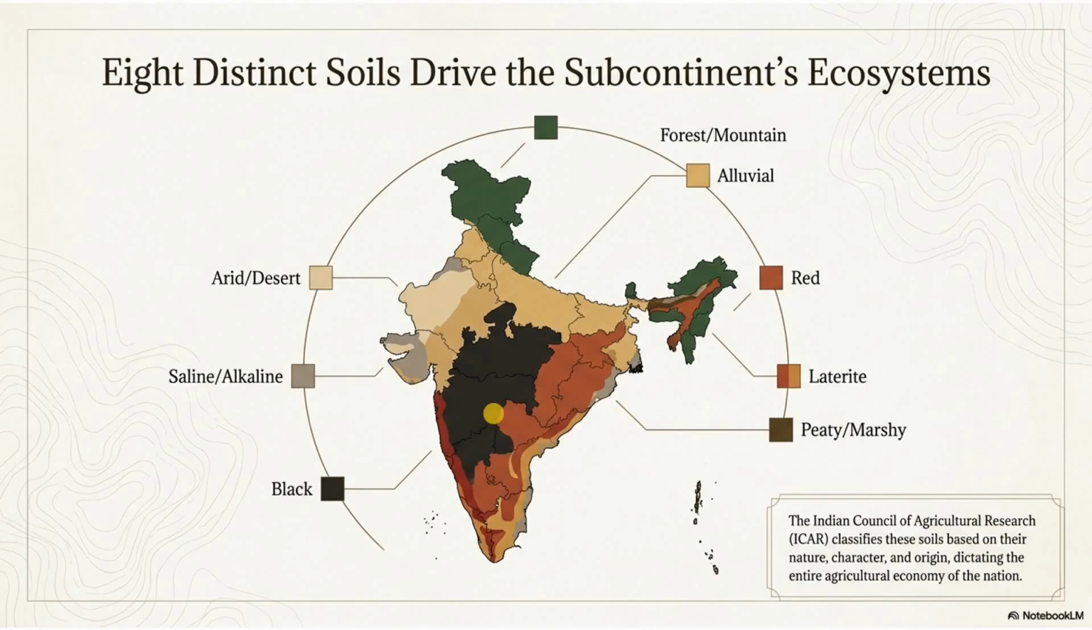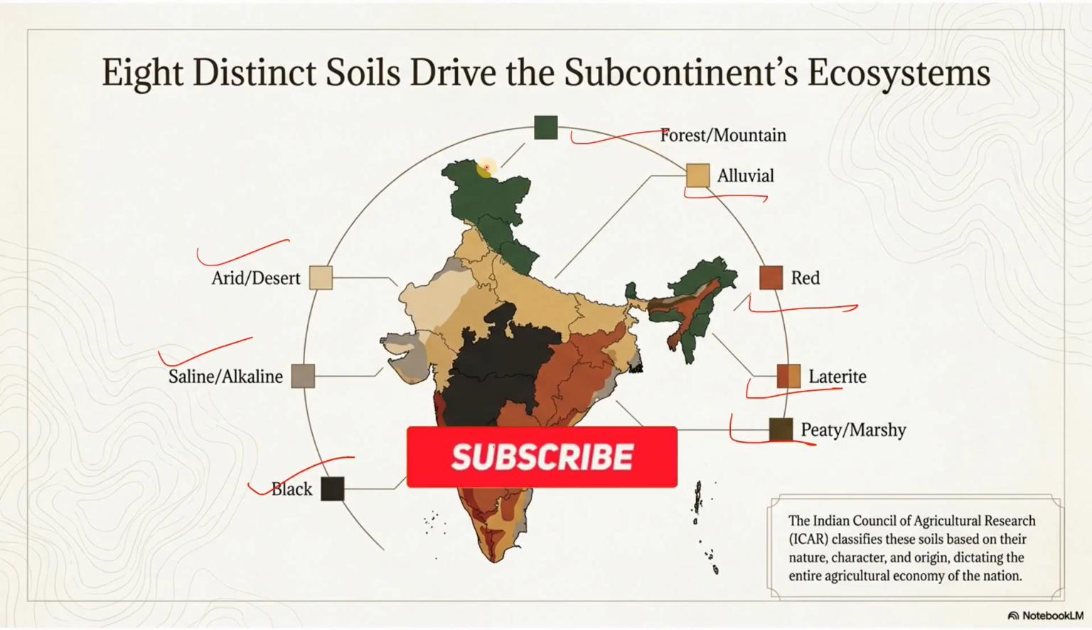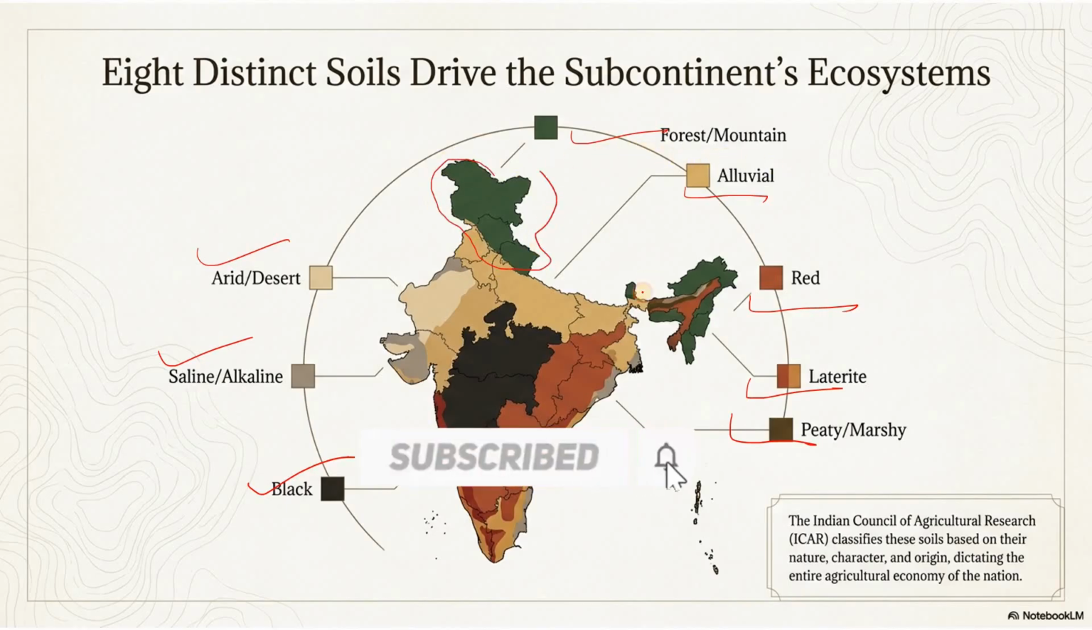Here are the eight types of soil that I have mentioned: forest soil, alluvial soil, red soil, laterite soil, peaty soil, black soil, saline soil, and arid desert soil. So you can see the distribution. The forest and mountain soil is mostly found in the Himalayan region. If you keep this image in your mind, then you can definitely recall it in any examination wherever you get a question regarding the soil of India. You can take a screenshot of this image also.